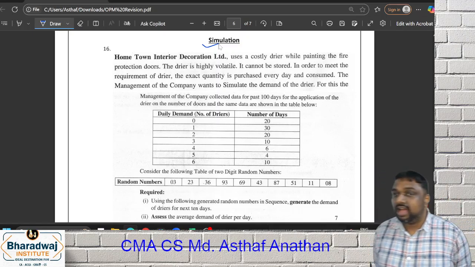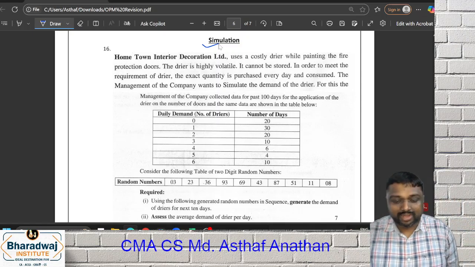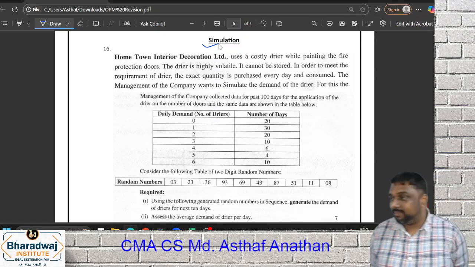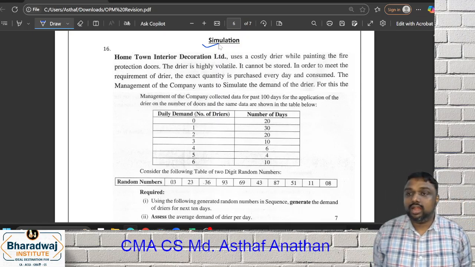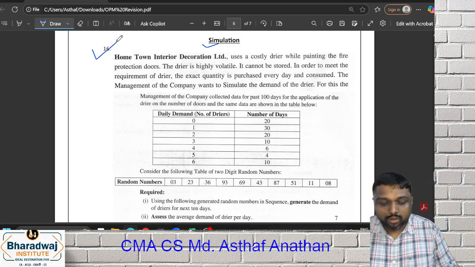If simulation is not asked, then they will ask what? Transportation. So you can learn transportation also. Simulation we are practicing. Simulation is very interesting. We generally use two-digit random numbers. So let's start, friends. It's a revision session, so we can straight away go for the problem. You don't want to waste time.